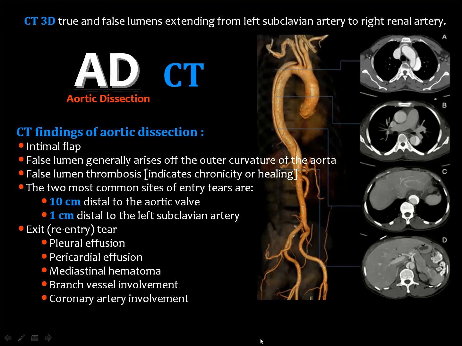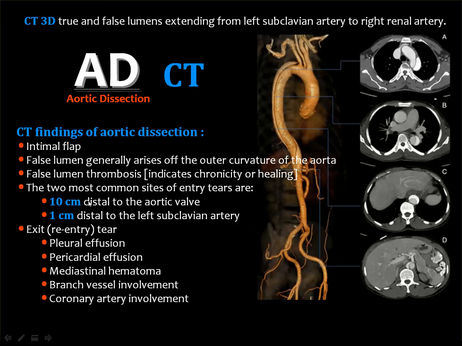What are the findings in the CT images of aortic dissection? Number one is the presence of an intimal flap. Number two is the presence of a false lumen. And as I have mentioned, thrombosis of the false lumen indicates chronicity or healing, while if the false lumen is enhancing as much as the true lumen, you consider this a sign of acute dissection.